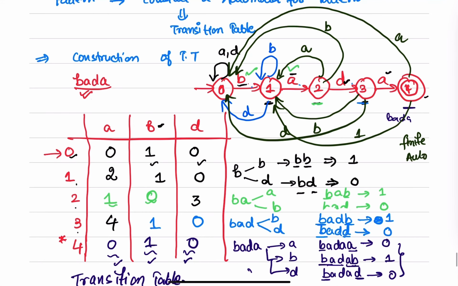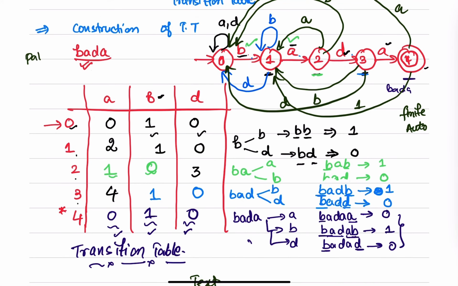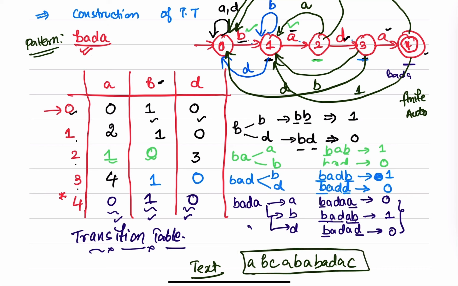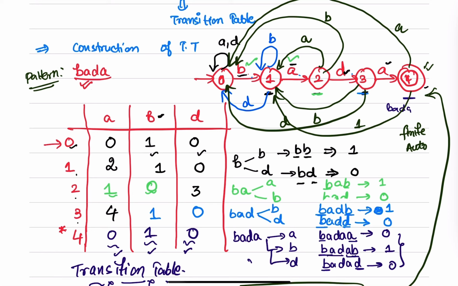Now, we have drawn this for a pattern, right? Whatever the text is given to you, for example, A, B, C, A, B, A, B, A, D, A, C, if we put this text as input to this automata and we reach a final state, that means that pattern BADA exists in the text, okay? So this is the concept of finite automata with string matching. We'll solve an example in the next video and we'll see the concept of the algorithm. Thank you.